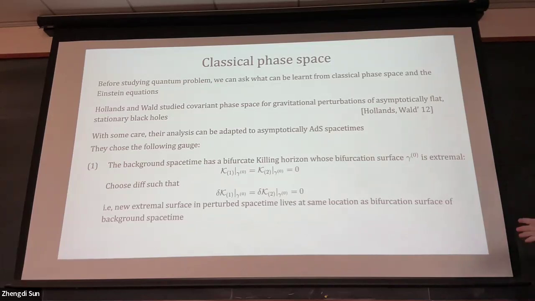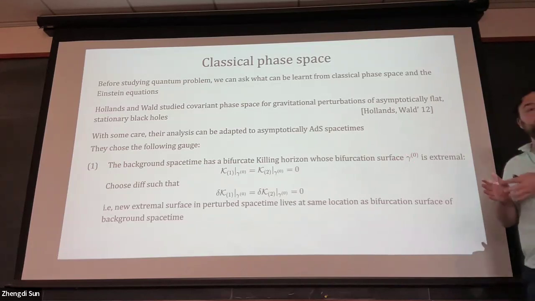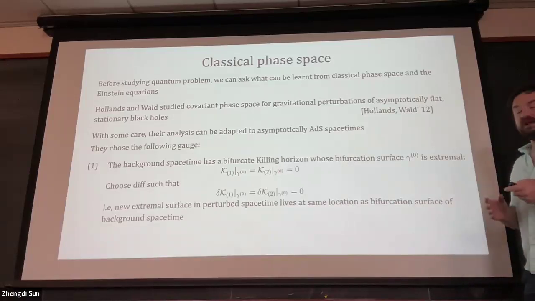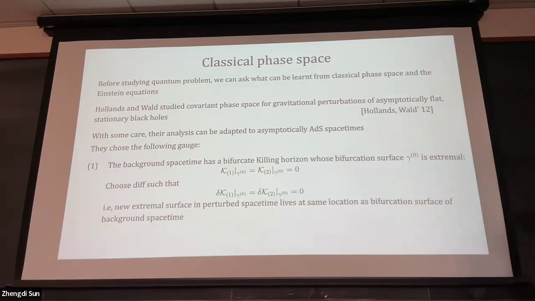And here extremality can be characterized by the fact that this surface has two normal vectors. Those two normal vectors define two extrinsic curvatures. And the condition that this surface gamma 0 be extremal is the condition that the trace of those extrinsic curvatures vanish. That's this condition. And the choice of diffeomorphisms that Hollands and Wald made was a choice where you take your perturbed surface, say you solve for the surface in G plus kappa H, you find some new extremal surface, and you take a diff that moves it back to the old surface.